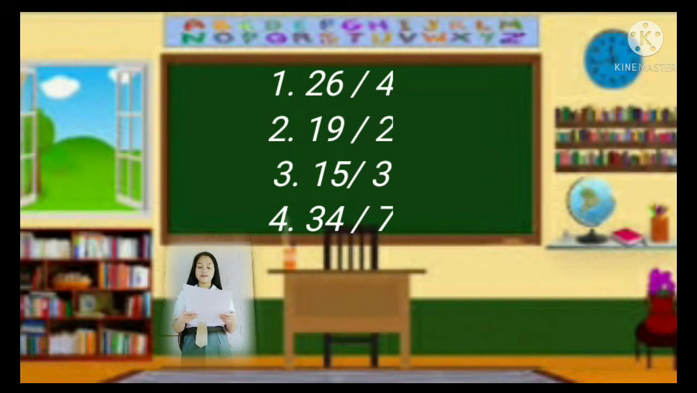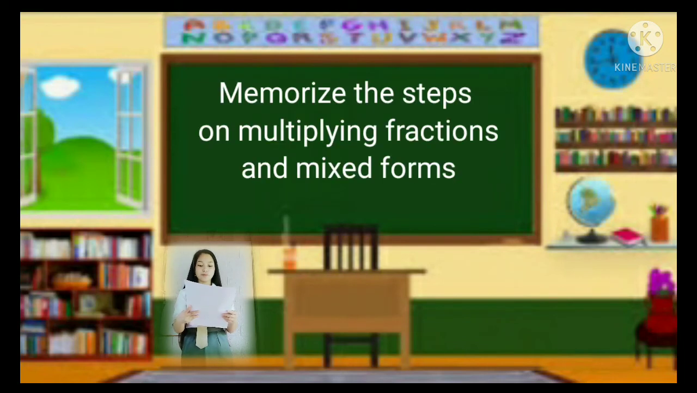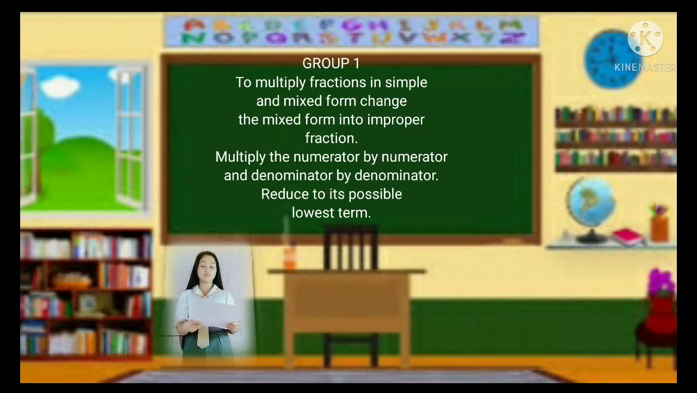Okay, let's move to activity 2. It is a group activity. I am going to divide you into 3 groups. In this activity, you are going to memorize the steps in multiplying fractions and mixed forms. Then after 3 minutes, you are going to recite the steps in the front. Okay? 3 minutes starts now. Okay, time's up. The first presenter will be Group 1, followed by Group 2, and then Group 3.